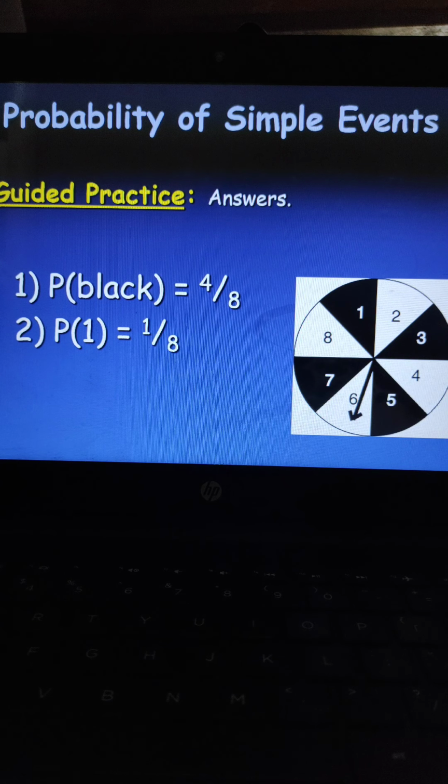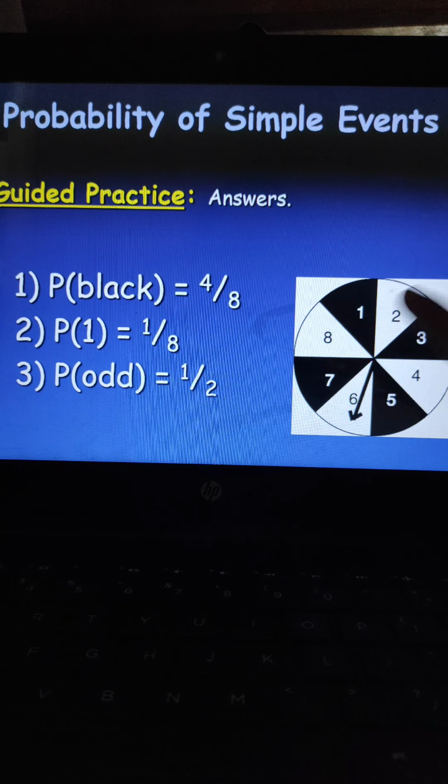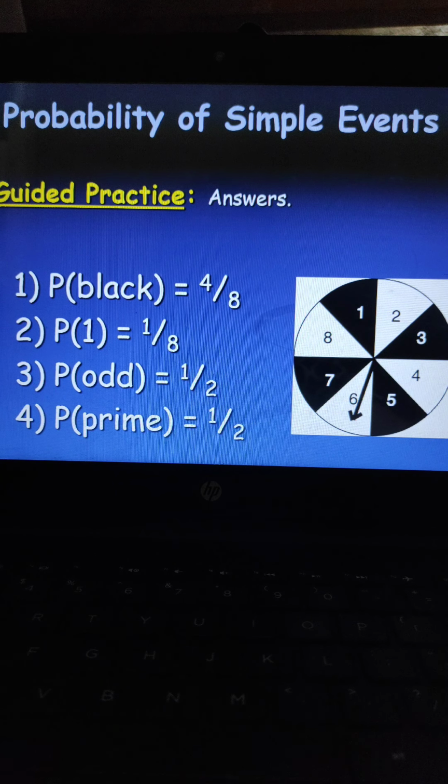Now what about P1? The probability of 1, of course, we only have 1 out of 8. For the odd numbers, we have 1, 3, 5, 7. So still it is 1/2. And the prime numbers. Do you know what a prime number is? So still 1/2. We have 3, 5, and 7.